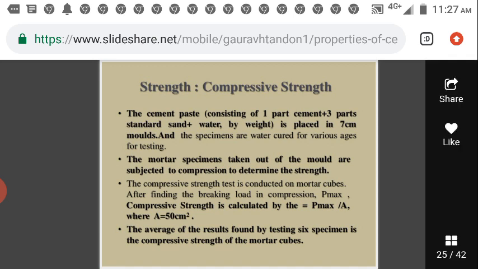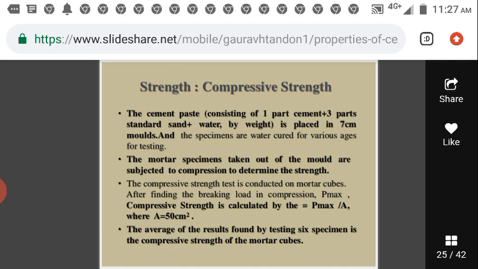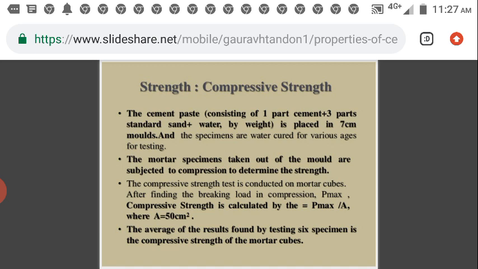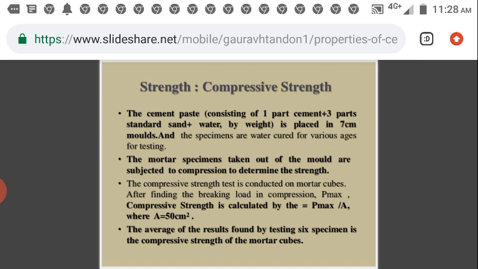The mortar specimens taken out of the mold are subjected to compression to determine the strength. The compressive test is conducted on mortar cubes. After finding the breaking load in compression, we calculate when and how it is going to break, where the cracks are, using the formula P max by A, where A is the total area of 50 centimeter square. Then we take the average of the results found by testing the 6 specimens as the compressive strength of the mortar cubes.